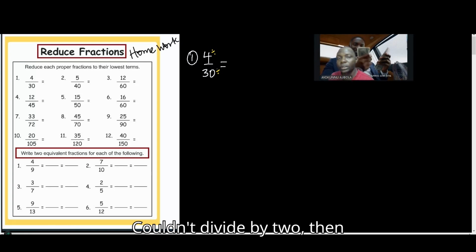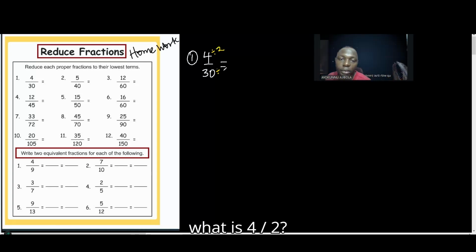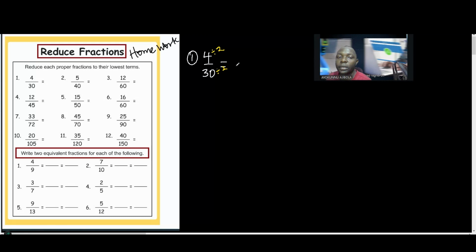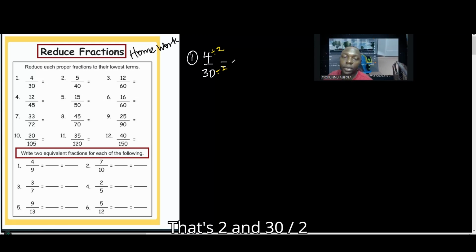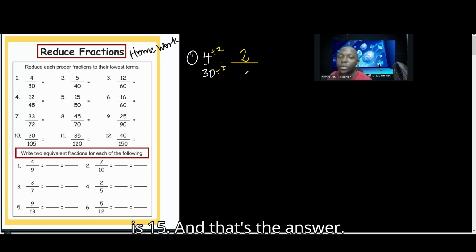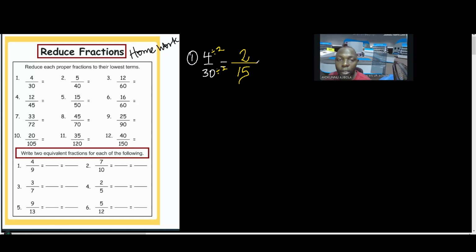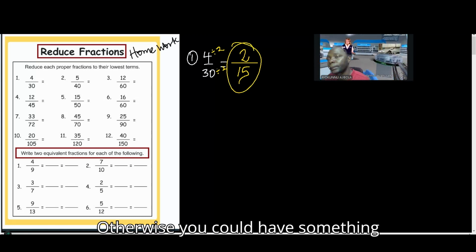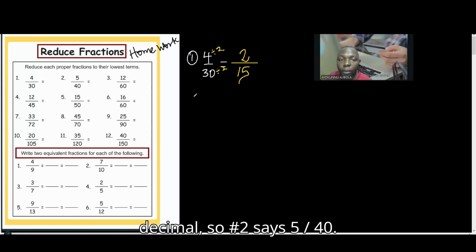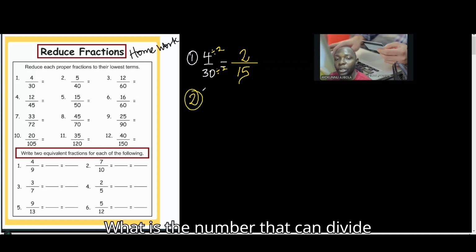Two. 2, that's correct. So, you could divide by 2. Then, what is 4 divided by 2? That's 2. And 30 divided by 2 is 15, and that's the answer. You cannot divide it further, okay? Otherwise, you're going to have something decimal.